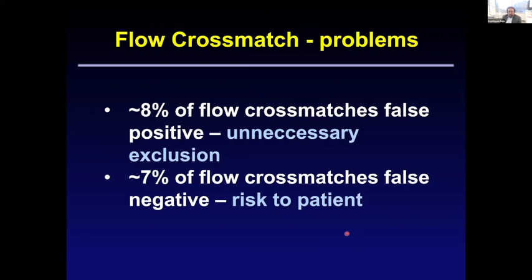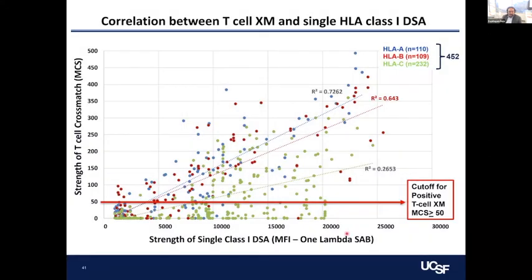I'm going to show why. When you look at the correlation between single antigen MFI and the cross match trends, there are a lot of concerns emerging. What I'm showing here is the T cell cross match. T cells don't produce any background, so it is a very clean cross match. This is the strength of the T cell cross match in terms of median channel shift, against the strength of single donor specific class I antibodies. We selectively performed this assay. Each dot is a cross match, hitting a unique, single HLA class I donor specific antibody. The color code stands for A, B, C.